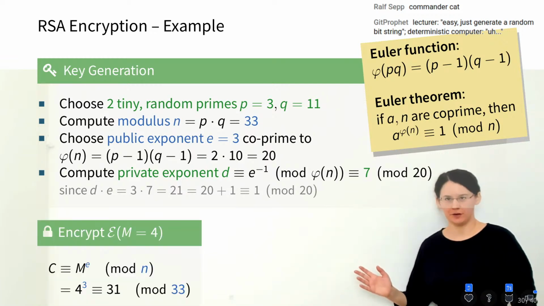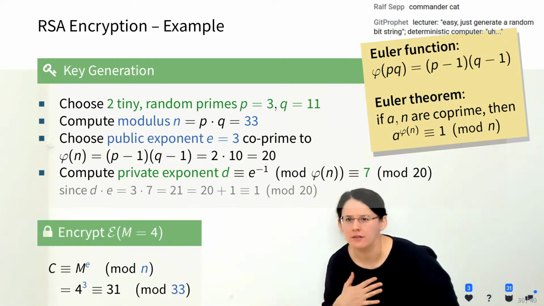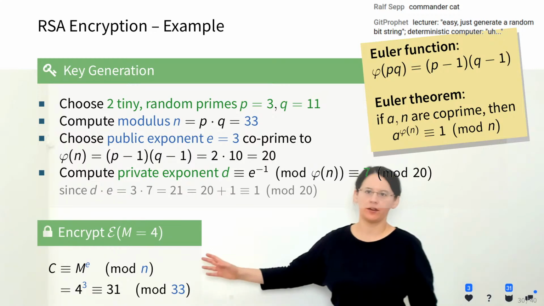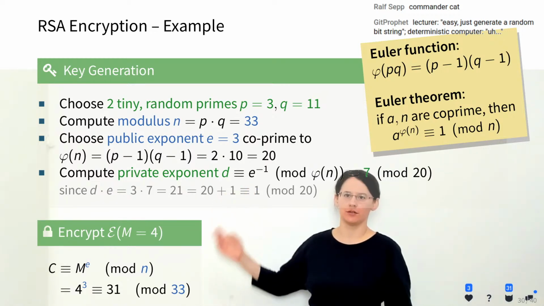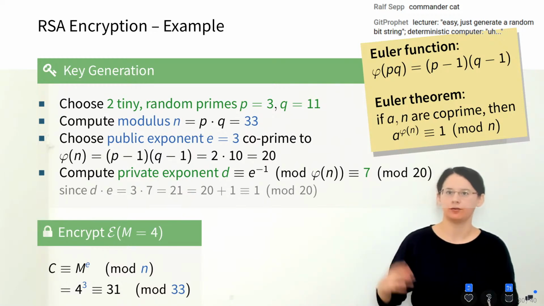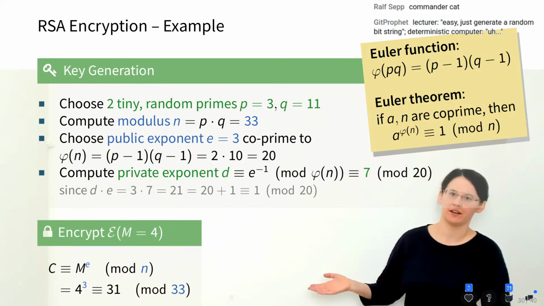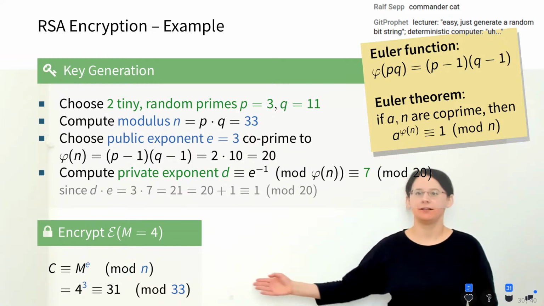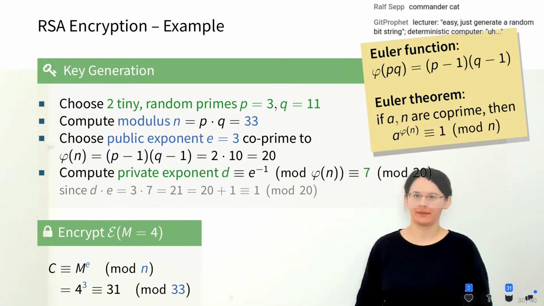Let's do some trial encryption. So let's encrypt 4. So 4 to the power of the public exponent, so 4 to the 3, turns out to be 31. Ask your calculator about it, at least if you do it modulo 33.